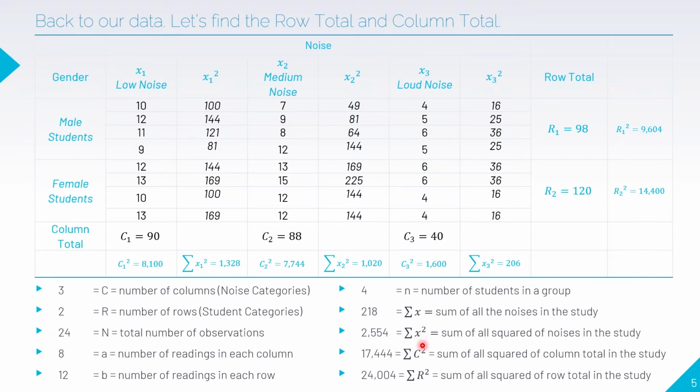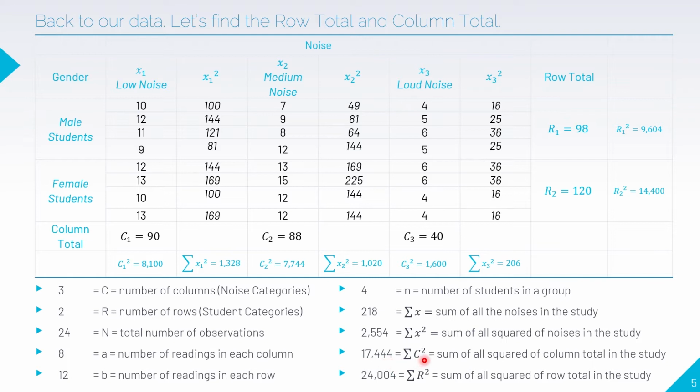So in our summation of c squared, we just need to add these 3, the sum of all squared of column total in the study. Since we squared it earlier, here is our data. So our first c squared, 8,100, add to our second c squared, 7,744, and our third c squared, 1,600. So we have a total of 17,444 as our summation of c squared.